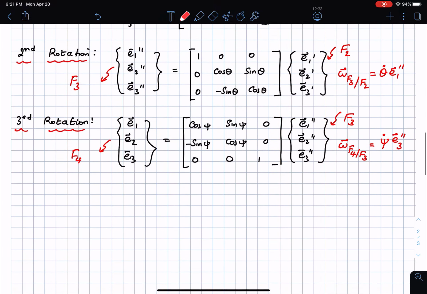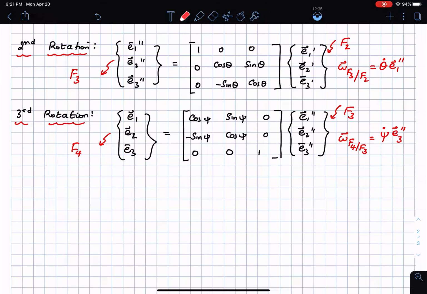Frame F1 does not rotate with respect to the inertial frame. I just want to make a note of that. Omega of F1 slash F0 is equal to 0, where F0 is an inertial frame.